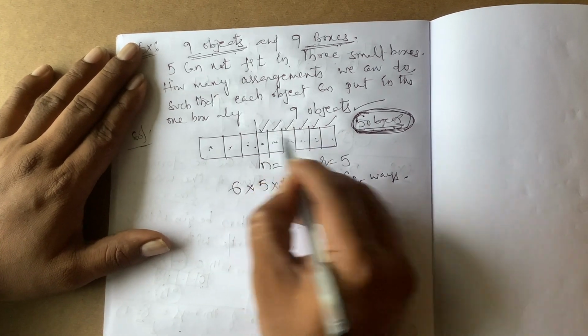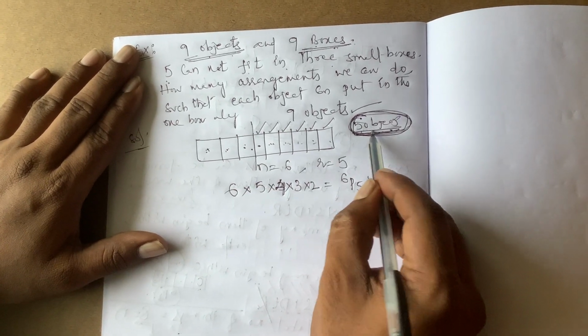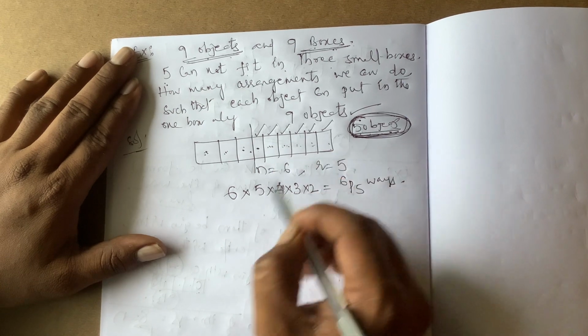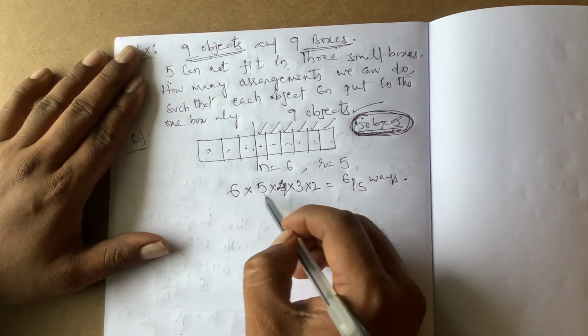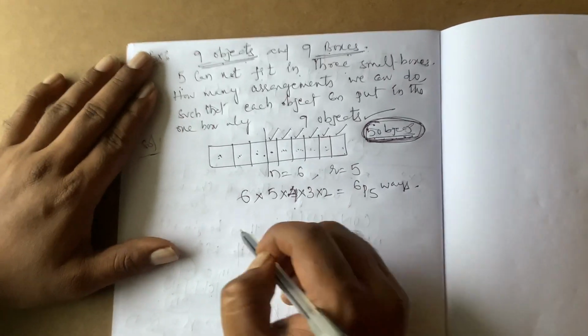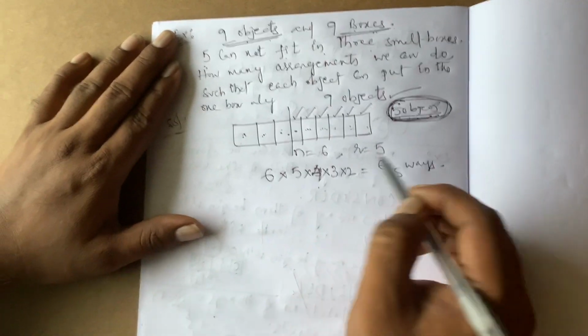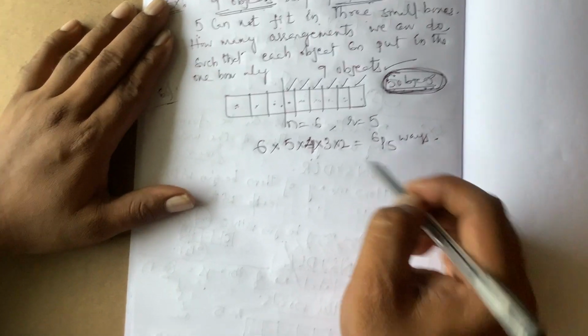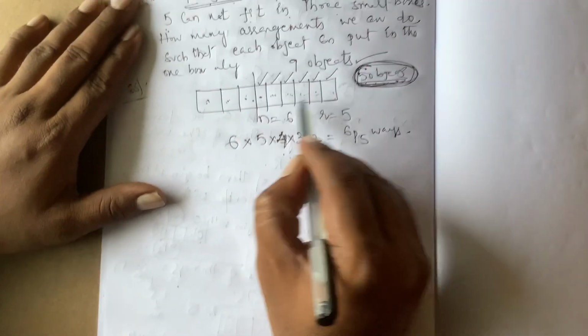Once again, I am arranging these 5 objects in the 6 big boxes. For the first object, how many chances are there? 6 chances. Second, 5 chances. Third, 4 chances. Fourth, 3 chances. Fifth one, 2 chances. 6P5 ways. Is the work finished?